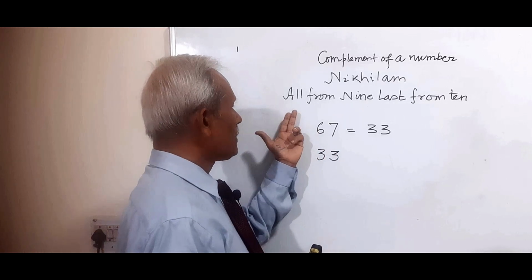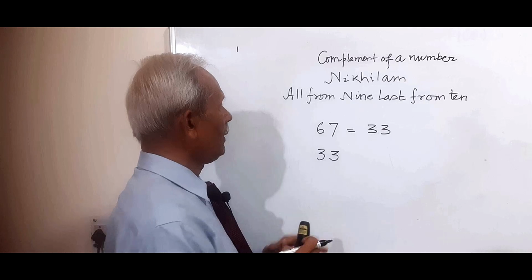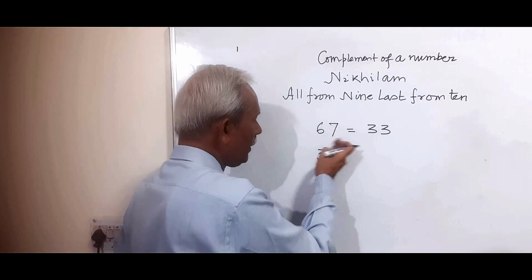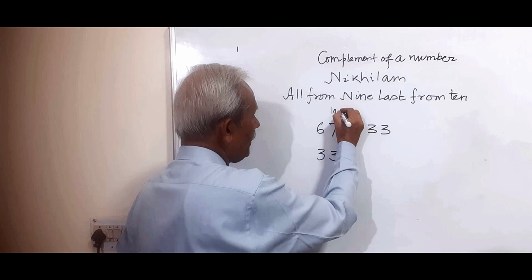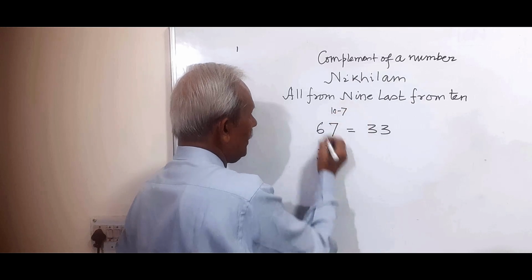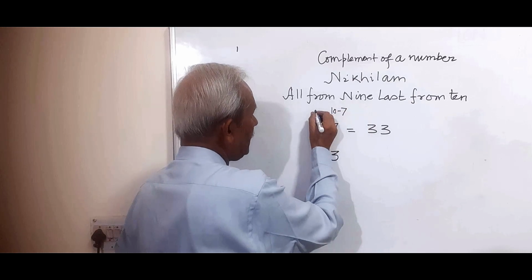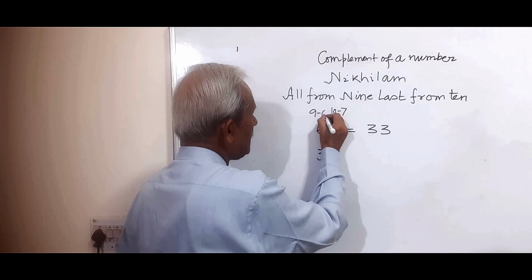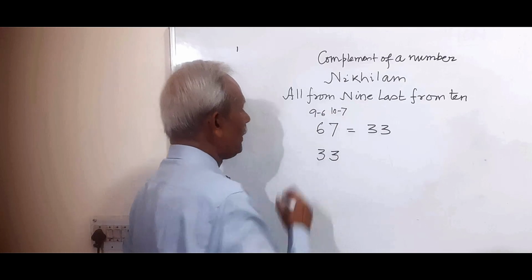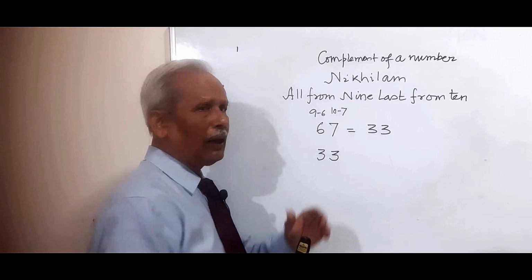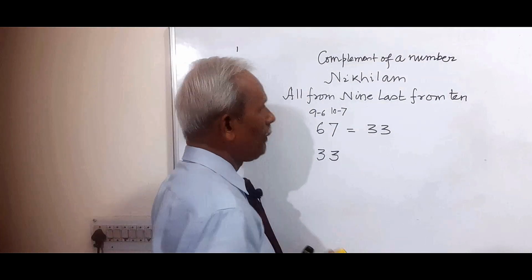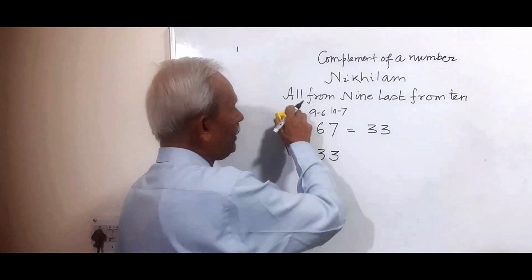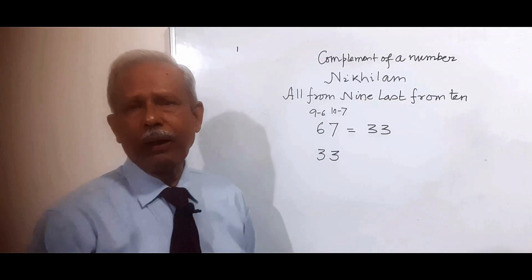In fact, we have subtracted 67 from 100. How? All from 9, last from 10. Last number from 10, 10 minus 7. We have written 10 minus 7 is 3. And we have written all other numbers from 9. 9 minus 6 is 3. So it's 33. That means we can find out the complement of any number by this all from 9, last from 10.